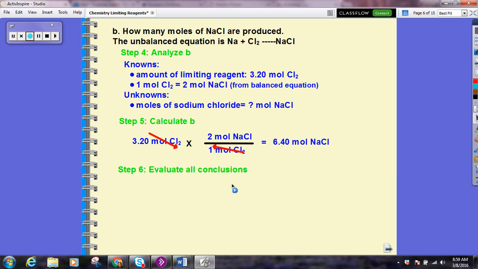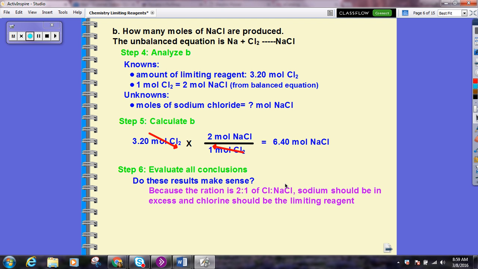Now let's see if this actually makes sense. Did we do all this right? Let's think through this logically. So because our ratio is 2 to 1 of sodium chloride to chlorine, sodium should be in excess, and chlorine should be the limiting reagent. So all of this does make sense.